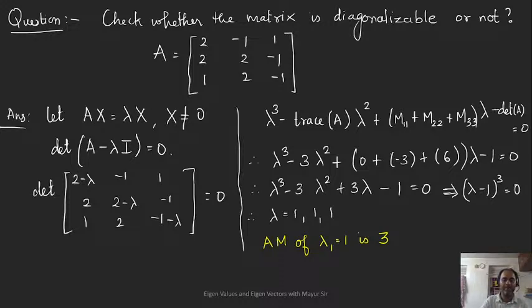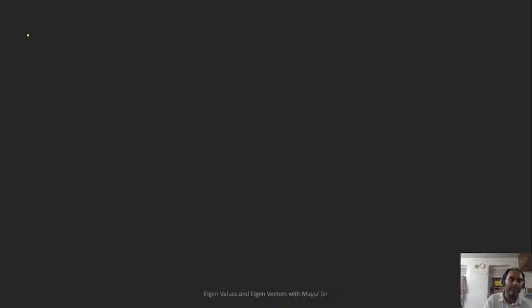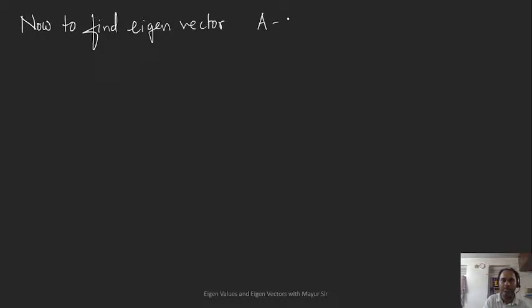Now we go for calculating the eigenvector. So let us see, do we get 3 different eigenvectors from the one single situation? Possibly the answer is no. So let us see. Now to find the eigenvector, A minus lambda 1 I into capital X equals 0, therefore A minus I into capital X is equal to 0.